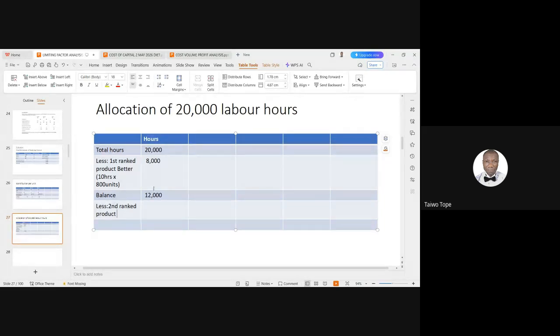The question is, there is something here: optimal mix. That is the best you can produce using the hours. The best you can produce using 8,000 hours is what?